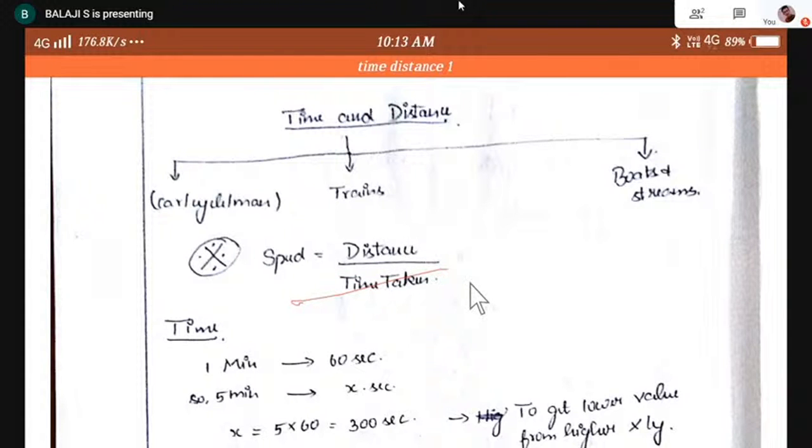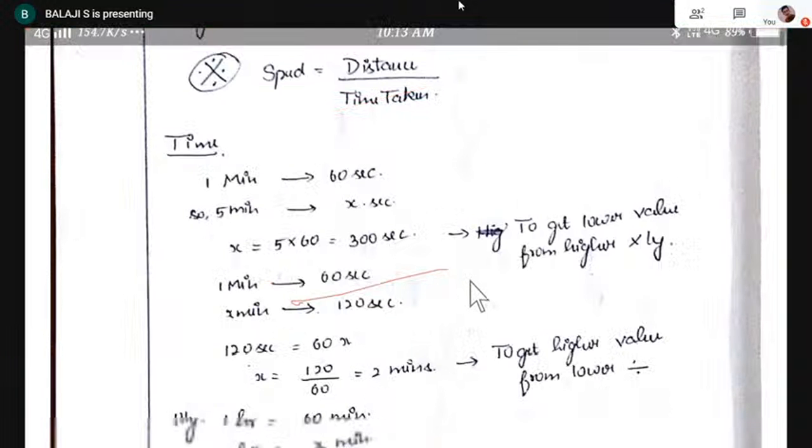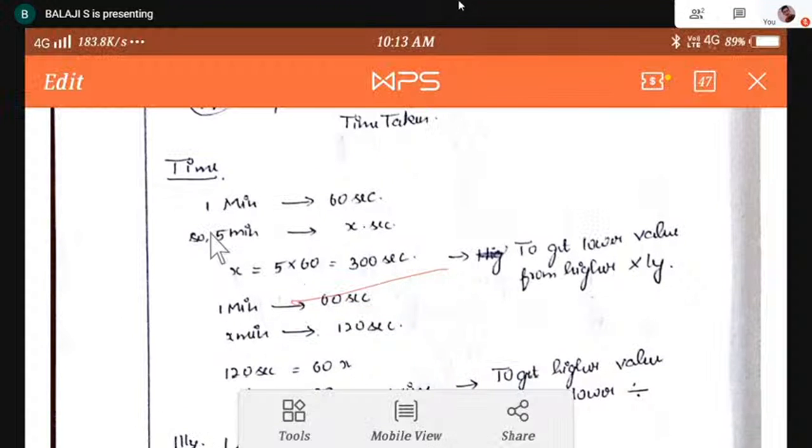So we are going to first discuss time. What is time? In a problem, when someone gives time, you must know the representation. For example, if 1 minute is given, it is 60 seconds. For 1 minute, we have 60 seconds. For 5 minutes, we don't know how many seconds, so we must use this cross rule. Listen here, how you must use it.